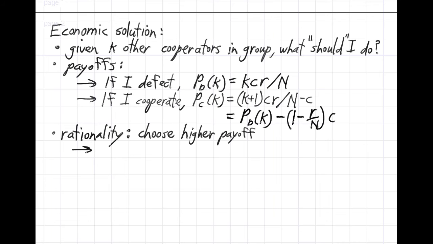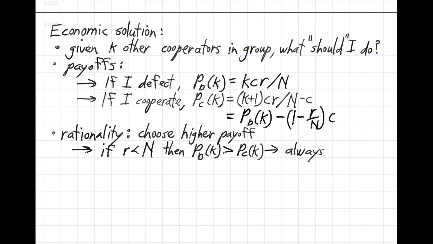If r is less than n, the size of the group, then this second term as a whole is negative. So that means P_C is going to be less than P_D. So P_D is more than P_C, which means the rational thing to do is always defect. Now notice that doesn't depend on the size of the group or on the number of other cooperators.